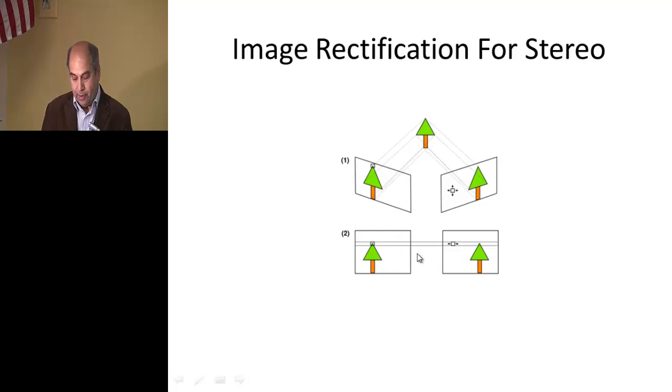And that can only be done if we can take arbitrary images taken from different viewpoints and align them so that they are rectified. Due to rectification, this row will correspond to this row and so on, and the matching will become simple. It's a very important step in stereo, and for that, we can use the fundamental matrix to help us do it.